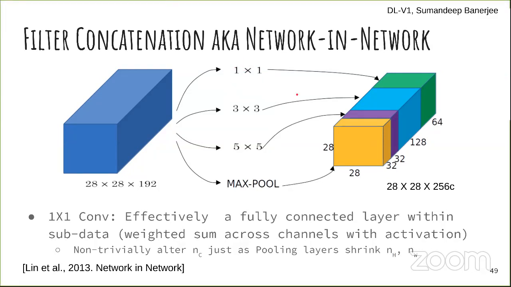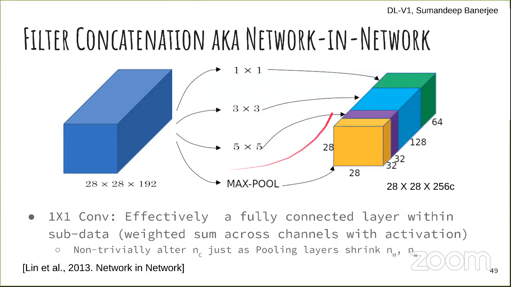A 1 cross 1 filter is basically a weighted summation of all the pixels in this location along the depth, along the number of channels. So it's a weighted summation along the number of channels, and it's effectively a kind of fully connected layer within this network. That is why this is sometimes called network in network.